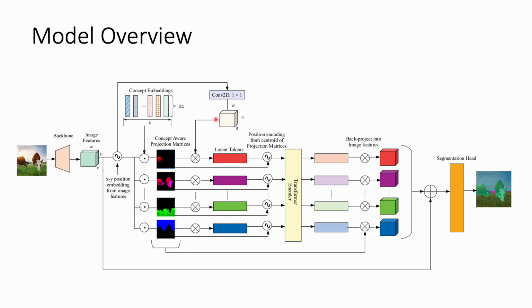These concept regions project image features into latent tokens in an object-centric manner, such that only features from a particular concept or an object are aggregated into a token. These semantically meaningful tokens are then passed to a transformer encoder to perform a global reasoning between them. Once we obtain a globally reasoned and better contextualized latent space, we then back-project them into image features before passing them onto the segmentation head for the task of segmentation.